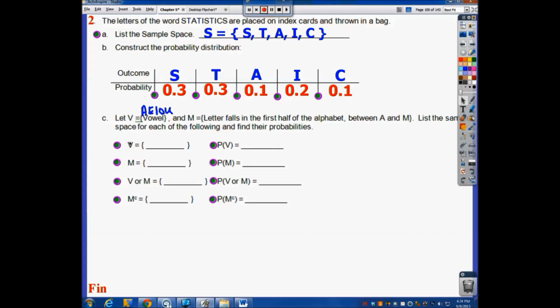So for V, vowel, well, what letters up in our probability distribution or our probability model are vowels? Well, those would be A and I. What's the probability that we get a vowel in statistics? Well, we can just take our two separate events here and add them together. So 0.2 and 0.1 makes 0.3.